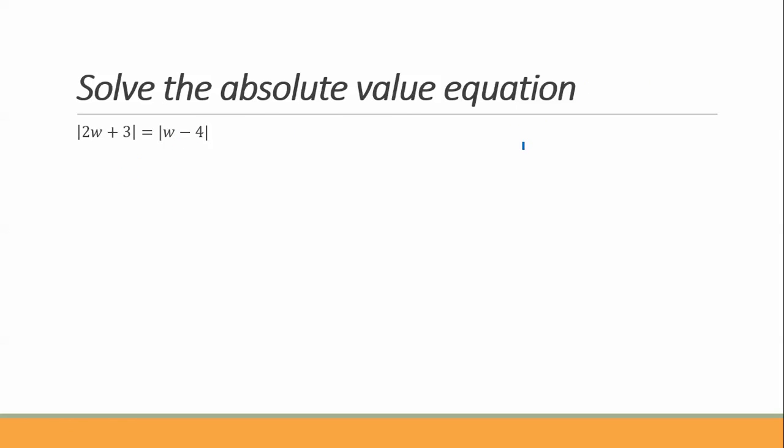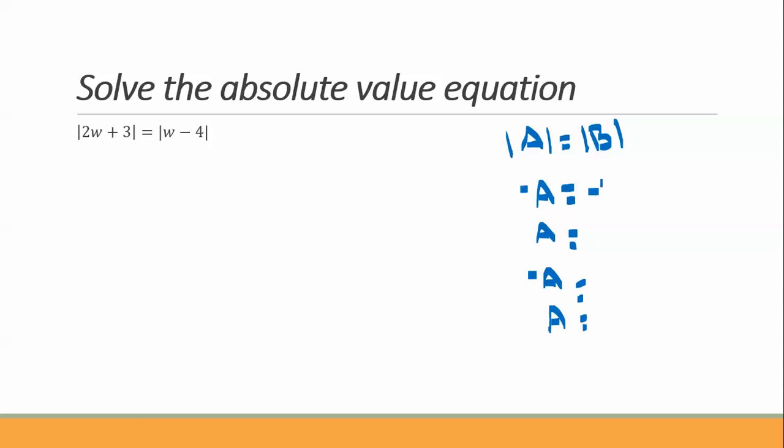Now, if we have the absolute value of A equals the absolute value of B, we say that A can be negative A or positive A. I'm going to do it twice because we're actually going to have to use it twice. And we have negative A and positive A. And then we also say that B could be negative B or positive B. So there's 4 different things we can do.